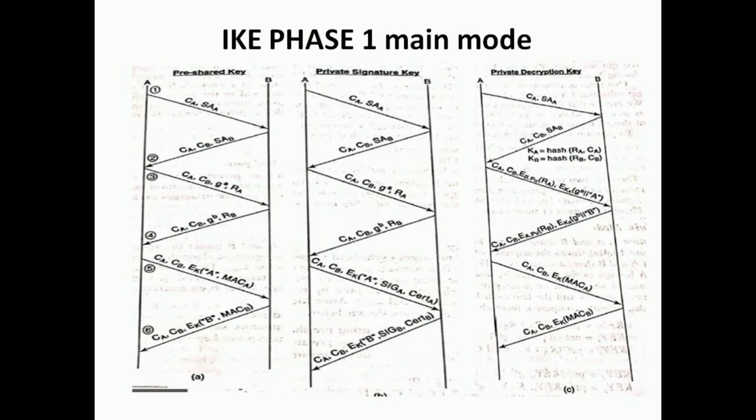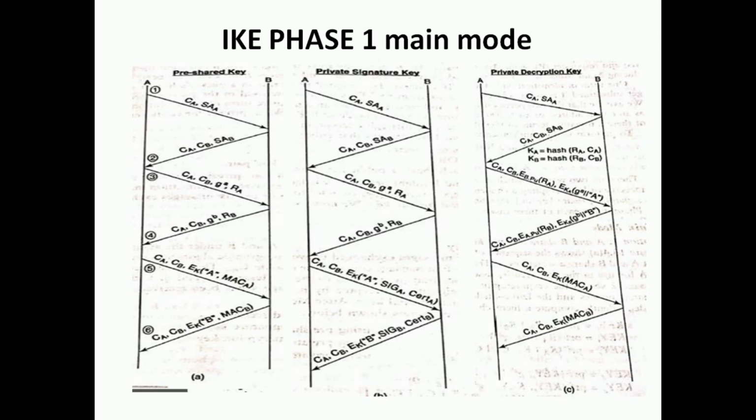Now we'll see the IKE phase 1 main mode, where we are going to see the 3 types of keys that will be derived. The first one is a pre-shared key, then private signature key, and private decryption key. In the first option, A and B share one secret key. So how are they going to share the secret key? Here they have shown the exchange of messages. Before this exchange takes place, they have already shared one secret key.